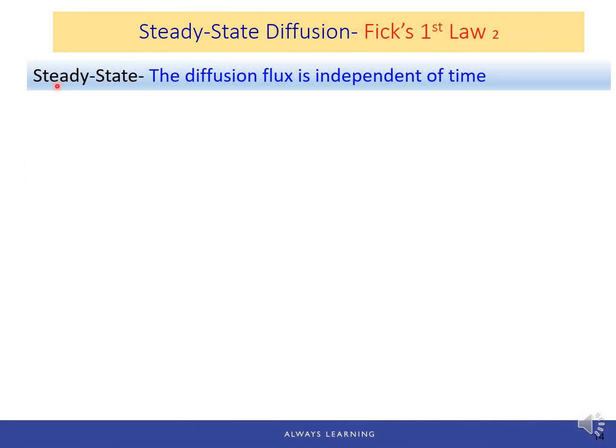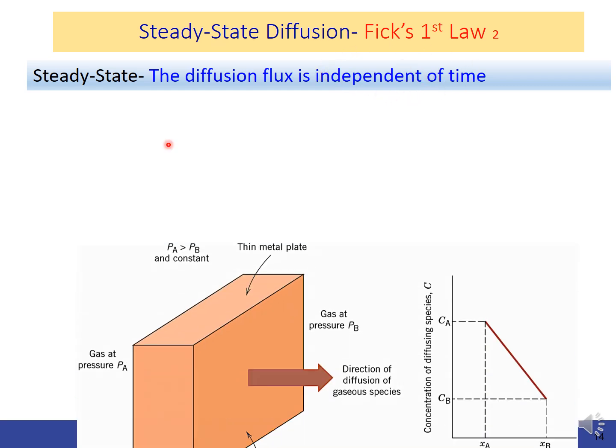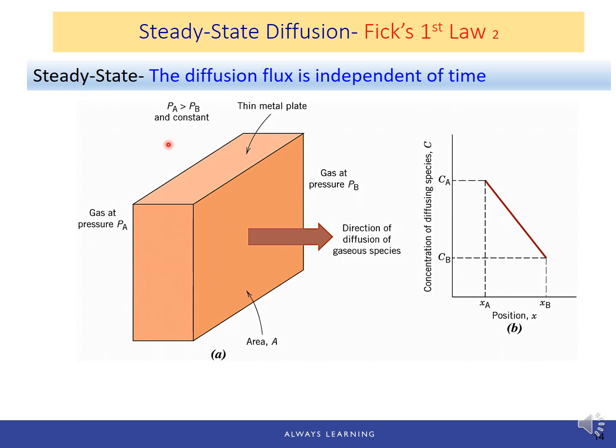Fick's first law is applied to steady-state diffusion. Steady state means the diffusion flux is independent of time. Let's take a look at one example applying Fick's first law to the diffusion of gas atoms through a thin metal plate, where the pressures of gas on both surfaces of the plate are held constant. PA and PB, those pressures or concentrations, do not change over time.